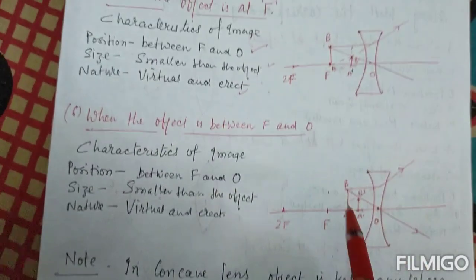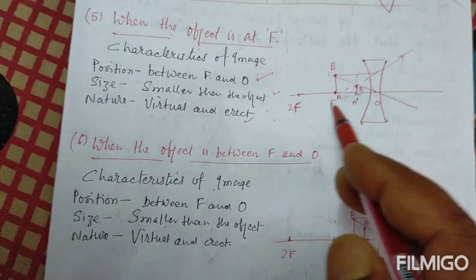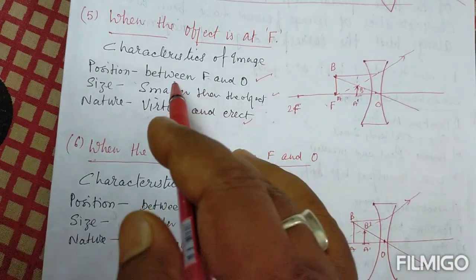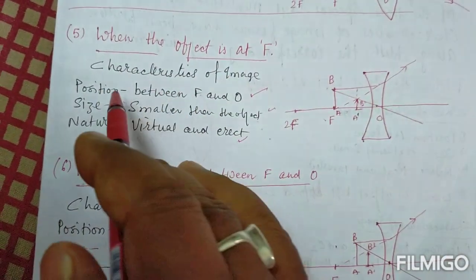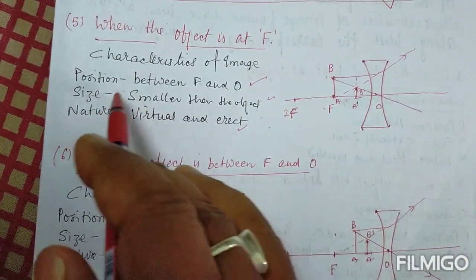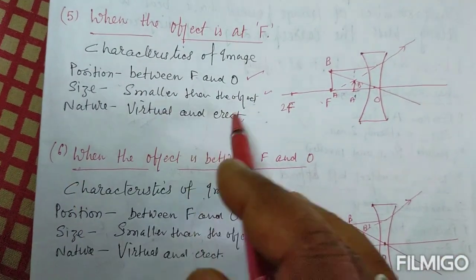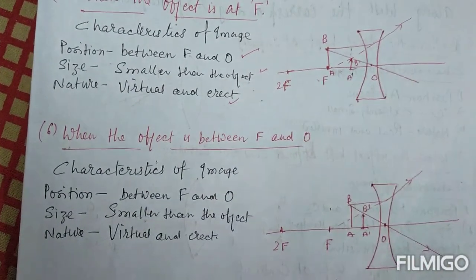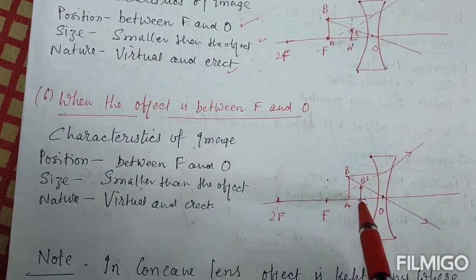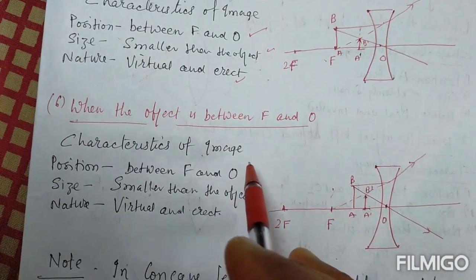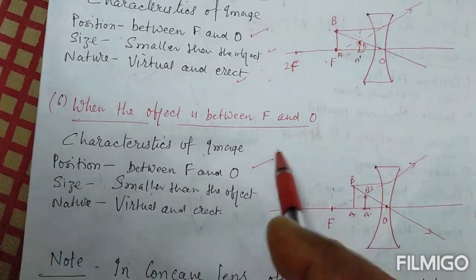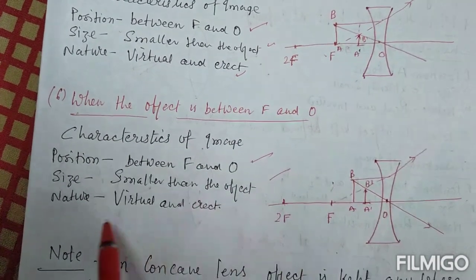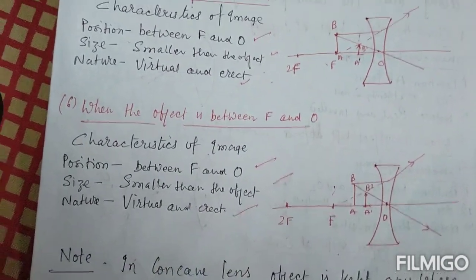When the object is between F and O, at F, position between F and O, size smaller than the object, nature virtual and erect. When the object is between F and O, position between F and O, size smaller than the object, image virtual and erect.